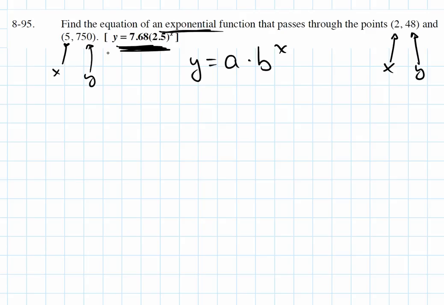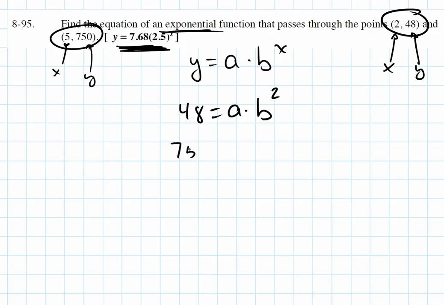The first one that I would get if I'm using this first point, y is 48, and that equals a times b raised to the second power because x is 2 in that point. The other equation is based on this point, and it's 750 equals a times b raised to the fifth power. So what we've been doing is isolating a in one of the two equations and then plugging in that value of a into the second one in order to come up with the value of b. Once we know b, we plug it back in to figure out what a is.